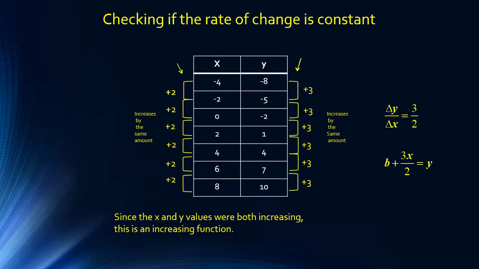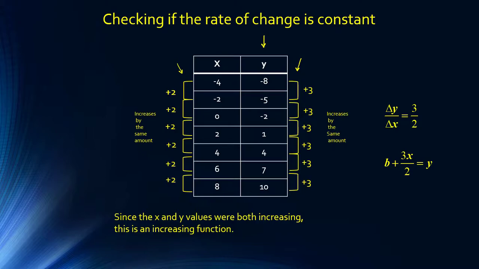So on the y side of this table, we start at -8 and we move up to -5. That means we added 3 between those two y coordinates. And then we move down and go from -5 to -2. Once again, we add 3 to go from -5 to -2. And you observe that between any two y points, we increase by 3 to get the next one.